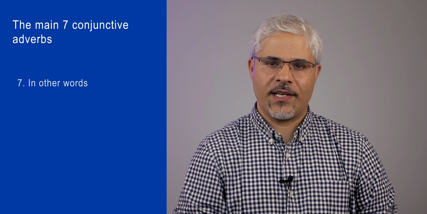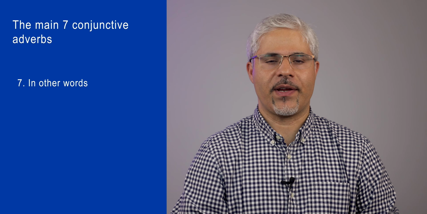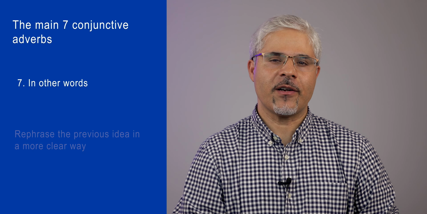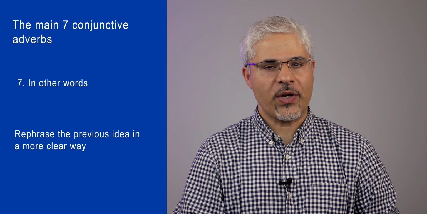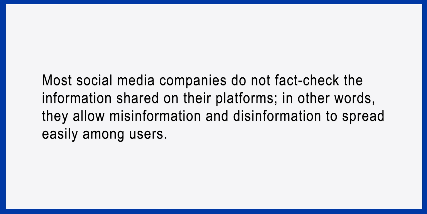In other words is the main conjunctive adverb of the seventh and the last category. This conjunctive adverb is used to rephrase the previous idea in a more clear way. Most social media companies do not fact-check the information shared on their platforms; in other words, they allow misinformation and disinformation to spread easily among users.